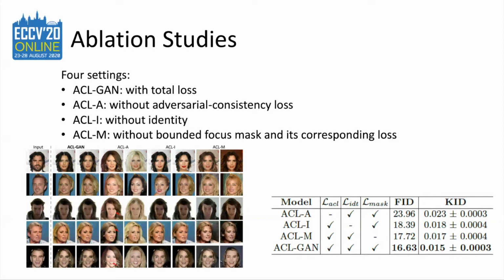Even though it's difficult to quantitatively compare ACLI with the others, ACL GAN achieved better quantitative results than ACLI. We found that ACL GAN with bounded focus mask has better perceptual quality. For example, the background can be better maintained compared with ACLM. The quantitative results indicate that our bounded focus mask improved the quality of images because the mask directs the generator to concentrate on essential parts for translation.